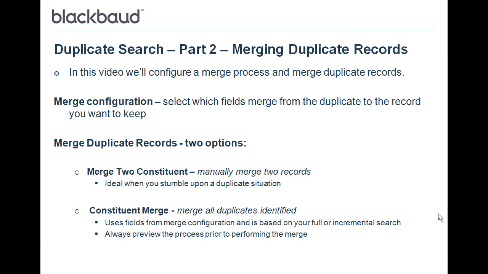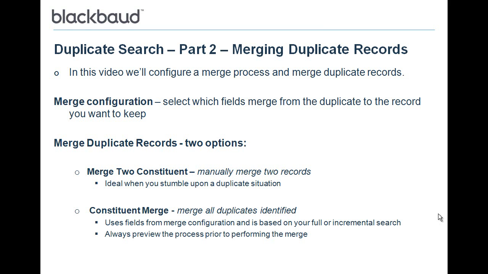In the first video, we discussed running the duplicate search process as well as the duplicate constituent report. In this second video, we'll look at merge configurations, which are the individual fields or sections of data on a constituent record that we can merge. For example, interests, attributes, notes, memberships. Those are just a few of the fields that we can merge when merging duplicate constituent records.